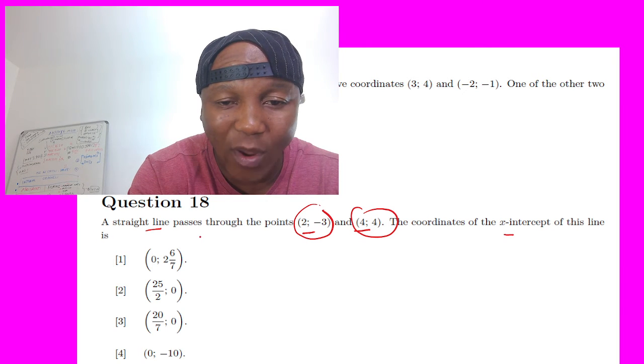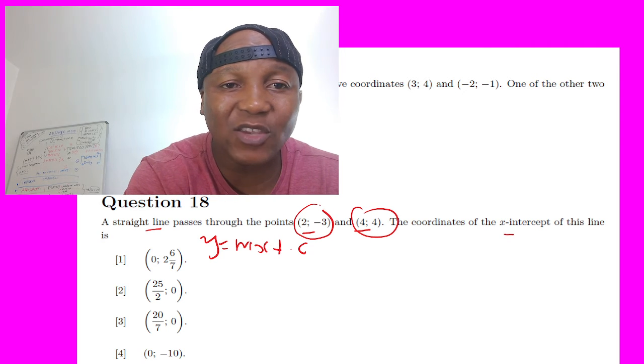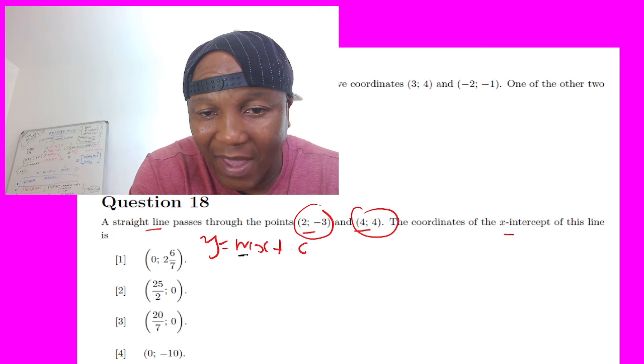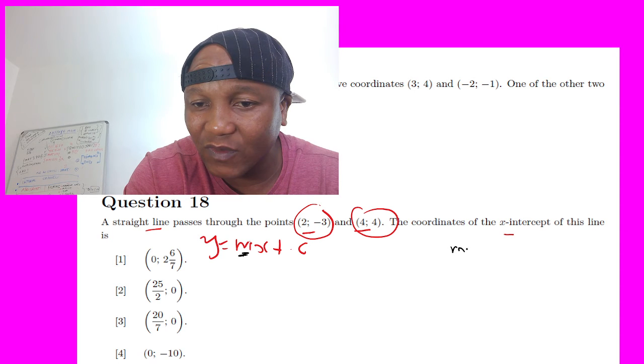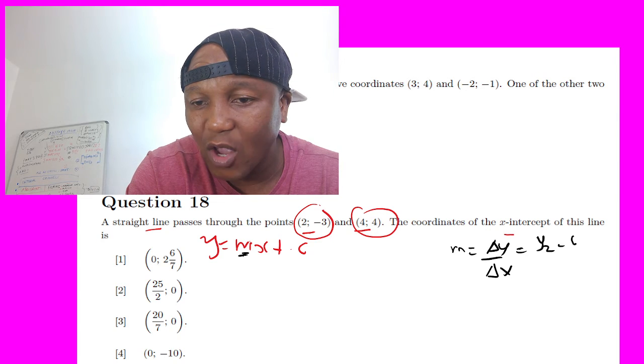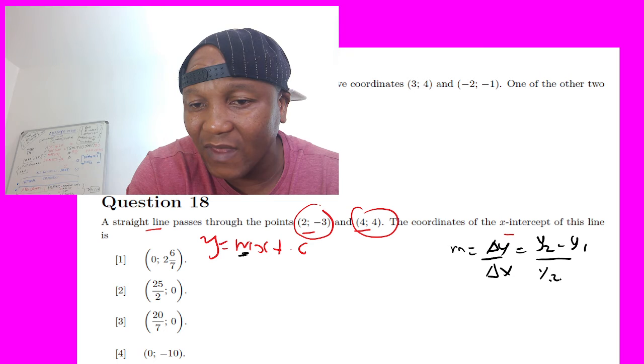The standard equation of a line is y equal to mx plus c. So the first thing you do, you find the m. M is the slope. How do you get m? Look, you say m equal to change in y over change in x. Or sometimes you can say y2 minus y1 over x2 minus x1.